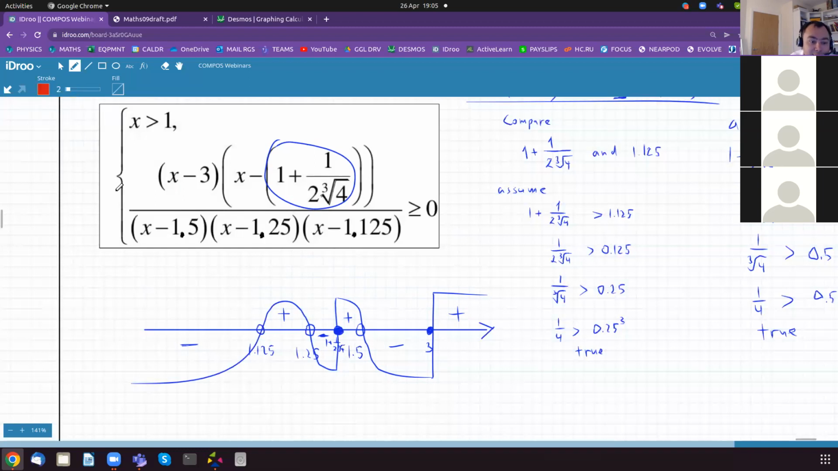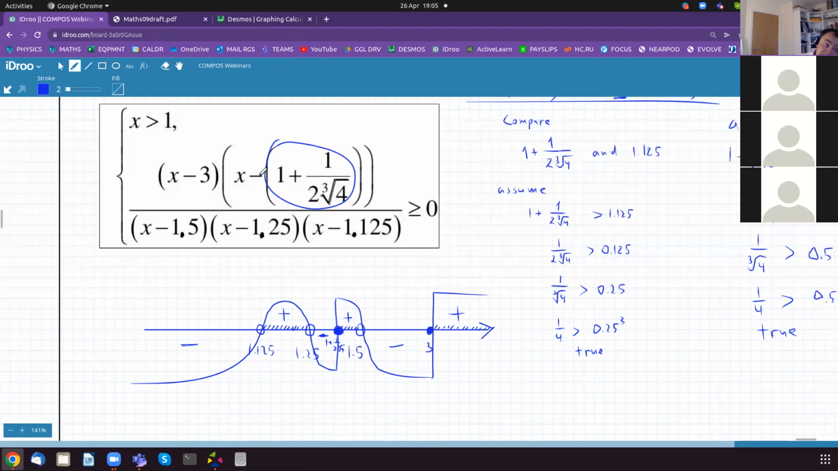Okay, and we're interested in the positive values, which are here. Right. Yeah, I think I got it right.